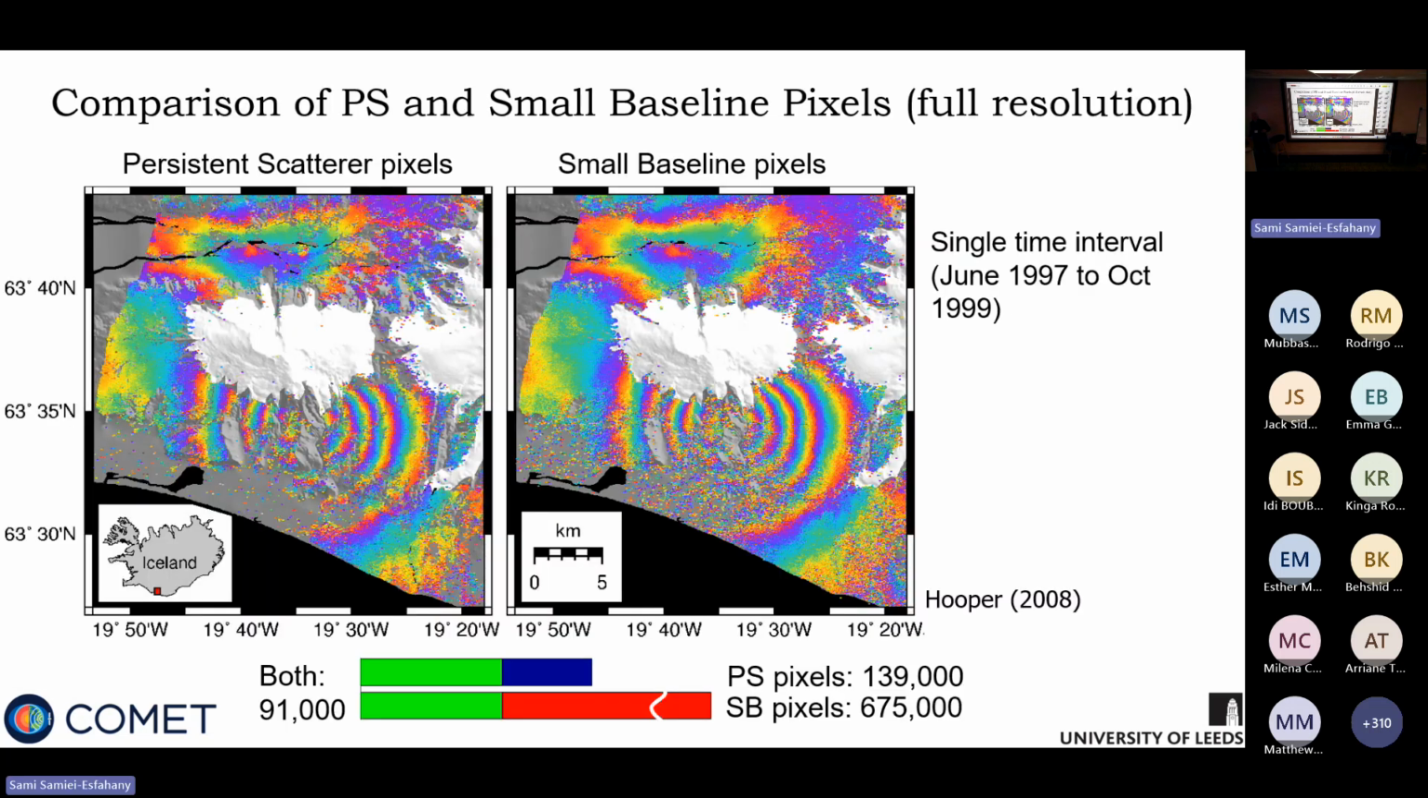There's a result, just to show you that. In this case, these are PS pixels, these are small baseline pixels in one interferogram. They give you the same signal, slightly better coverage with small baseline, so a broader area, but also some more noise as well.